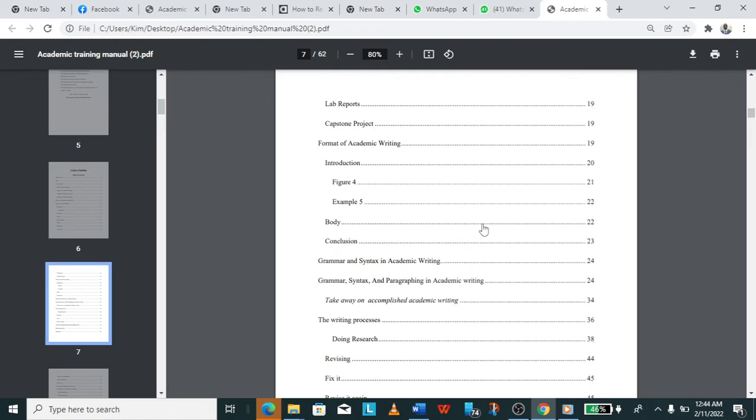With the format of academic writing, I'm so much concerned with the general or accepted ways of writing papers, the basics.